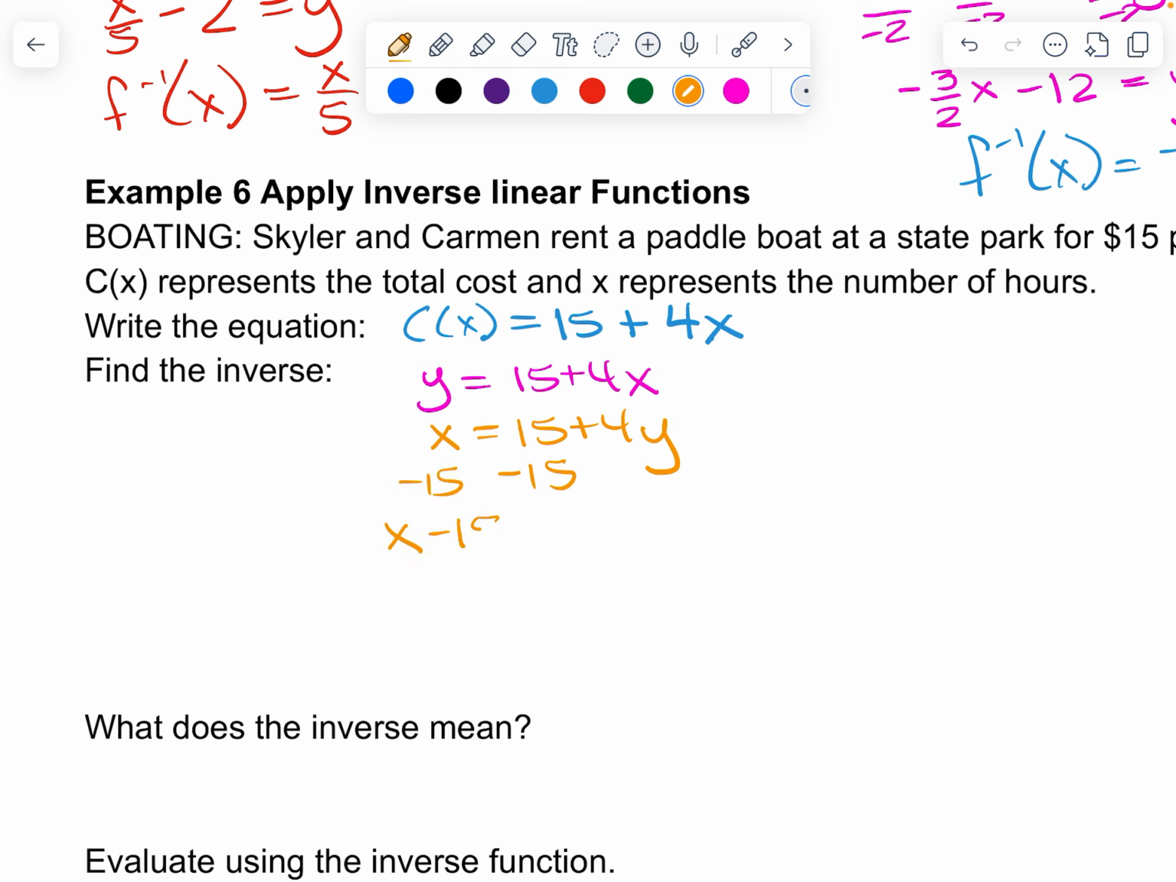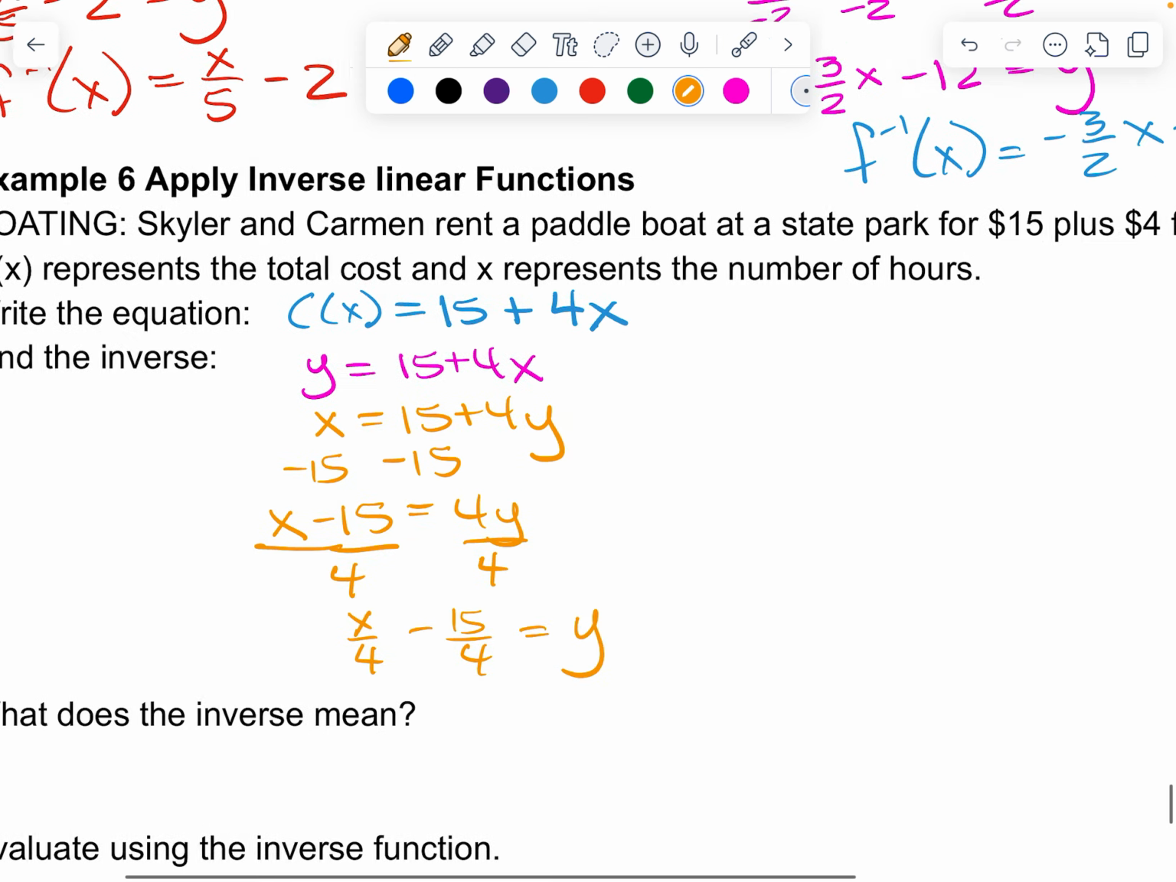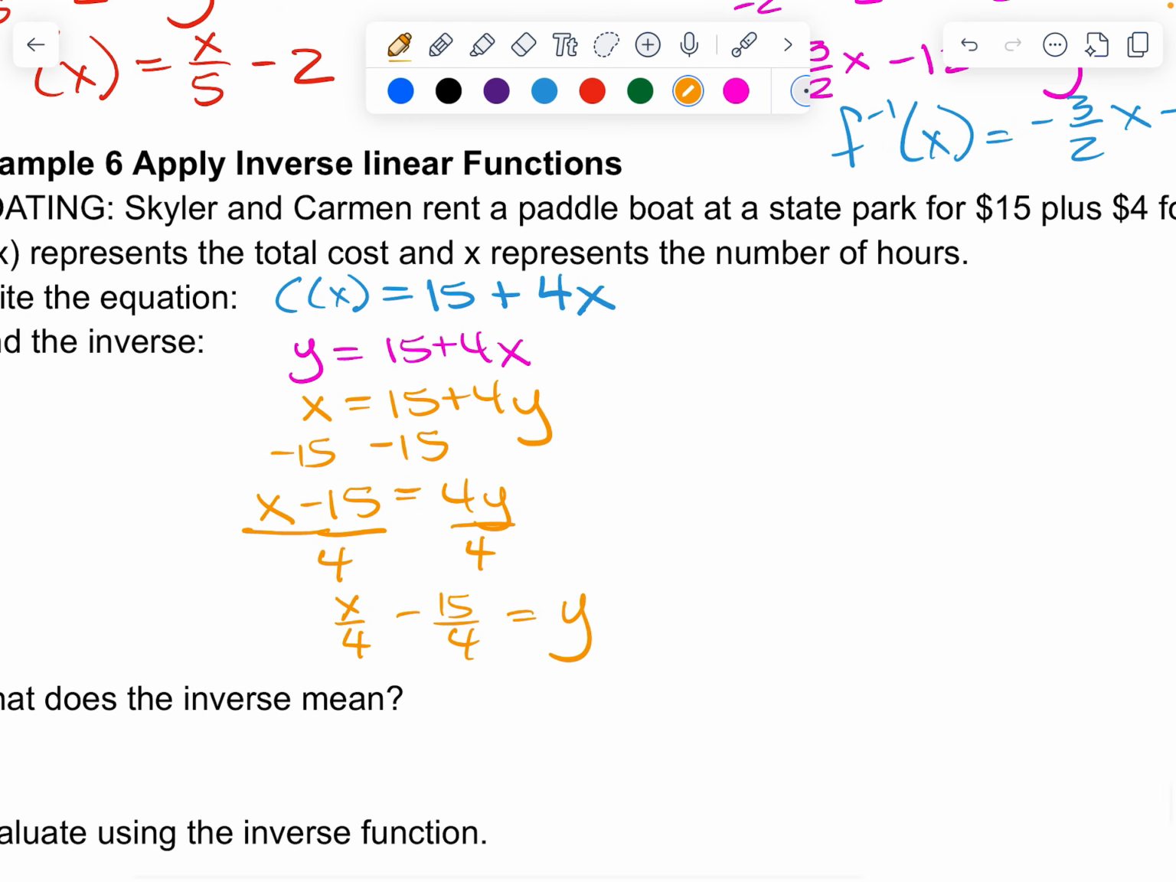x minus 15 equals 4y. Divide by 4, divide by 4. So I get x over 4 minus 15 over 4 equals y. So that means that I have the inverse of C of x equals x over 4 minus 15 over 4.